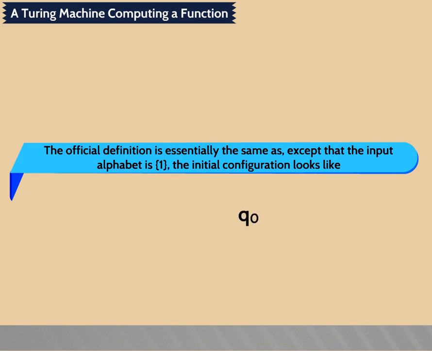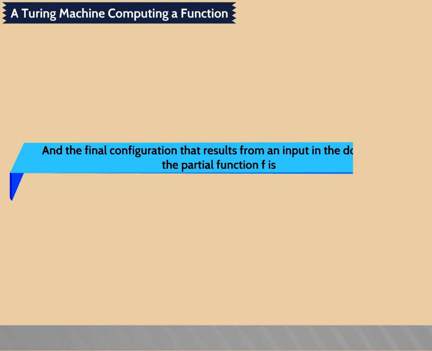The initial configuration looks like q0 Δ 1^n1 Δ 1^n2 Δ up to Δ 1^nk. And the final configuration that results from an input in the domain of the partial function f is ha Δ 1^f(n1, n2, ..., nk).